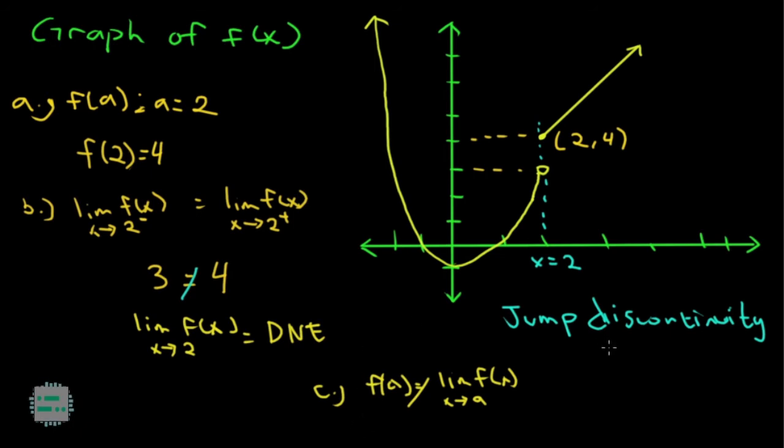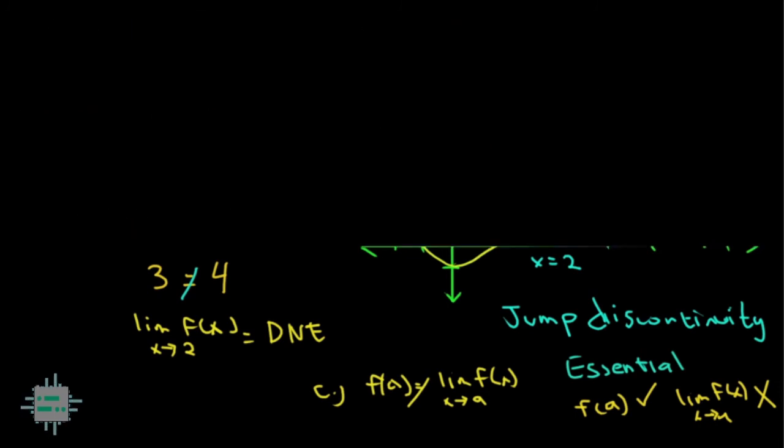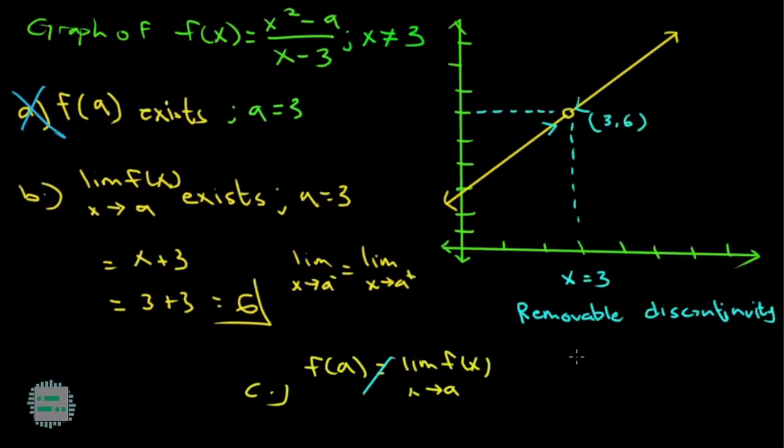Alright? So, that's the jump discontinuity. Again, si jump discontinuity ay tinatawag din nating under ito ng essential discontinuity. Essential siya kung may f of a pero si limit of f of x as we approach a, hindi nag-i-exist. So yun yung essential. Kanina, yung removable discontinuity, baligtad.